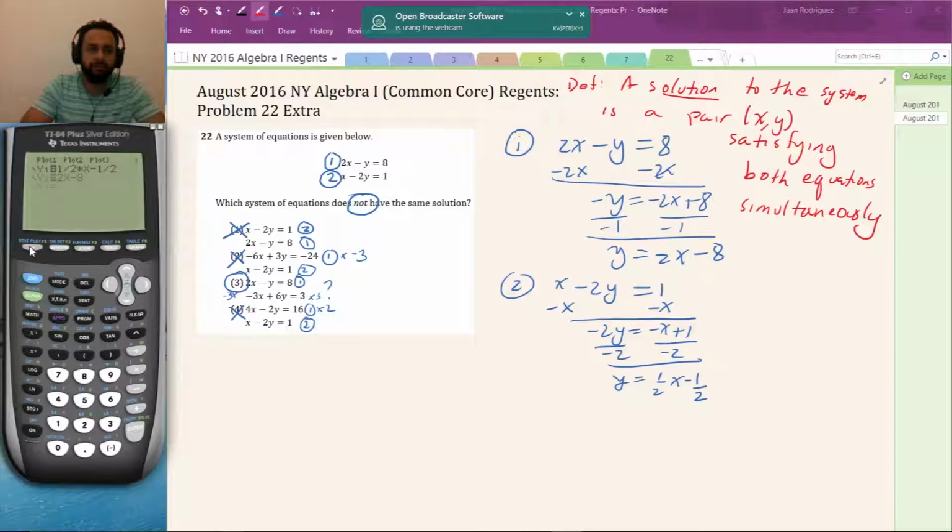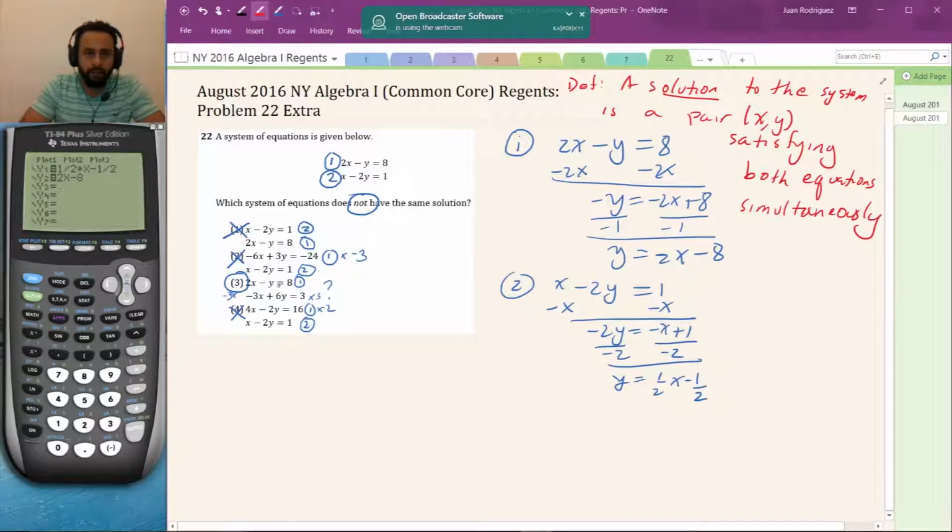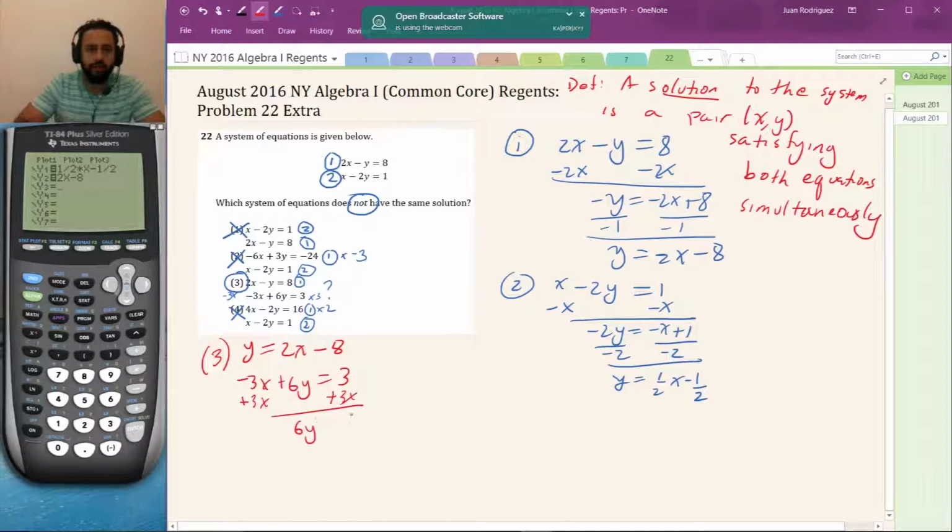Now I'm going to graph the next system, the supposedly correct answer. Also, I'll do this one in red. This one, 2x minus y equals 8 is the original. So this one is y equals 2x minus 8. Okay, and then also this equation is negative 3x plus 6y equals 3. So I'm going to add 3x, and I got 6y. Okay, let me circle this so I don't confuse this.